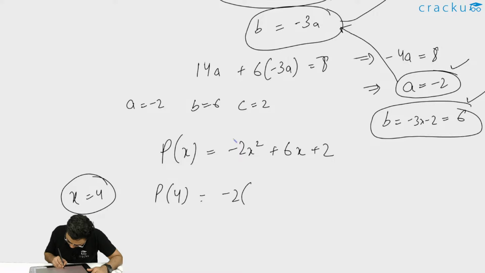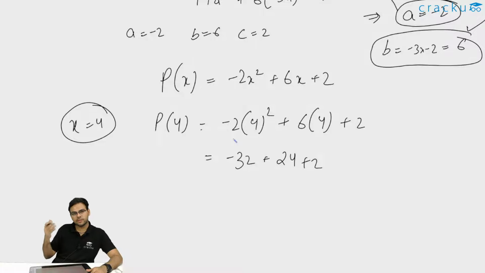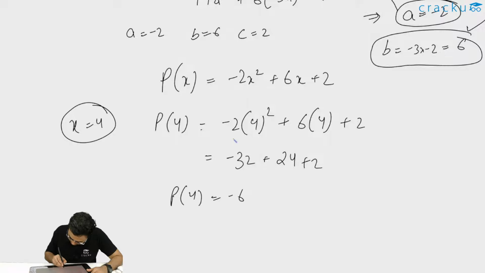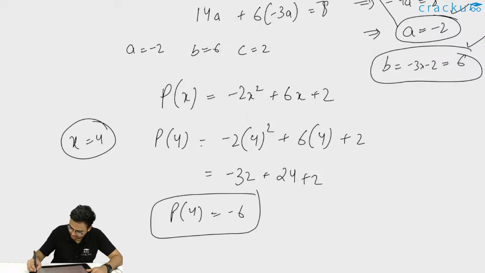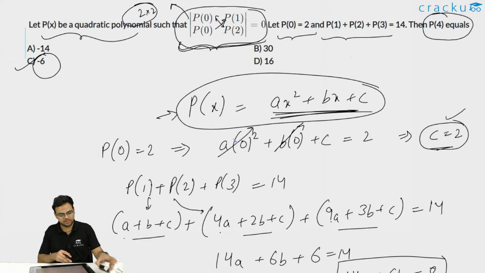So minus 2 into 4 square plus 6 into 4 plus 2. 4 square is 16 and minus 2 into 16 is minus 32. Plus 6 into 4 is 24, so 24 plus 2. So minus 32 plus 24 is minus 8, and minus 8 plus 2 is minus 6. So P of 4 is equal to minus 6, and therefore option C is the correct answer, that is, the value of P of 4 is minus 6.